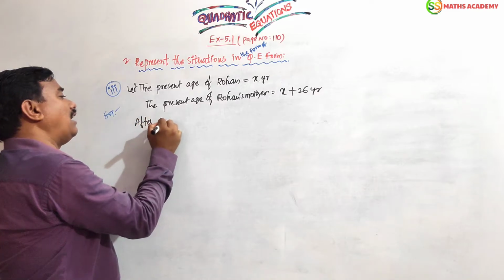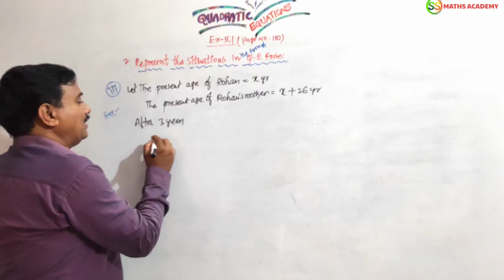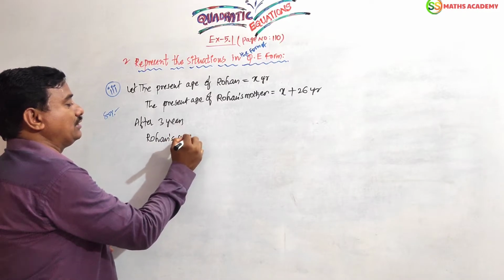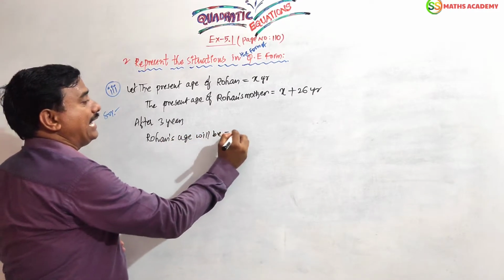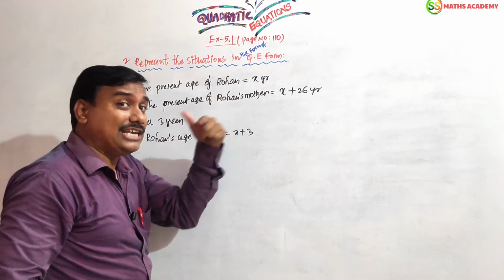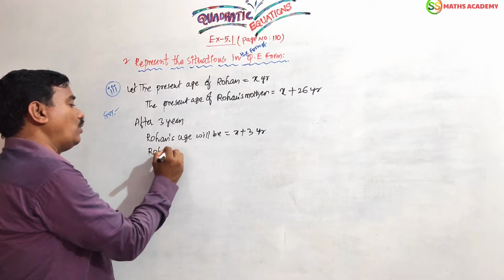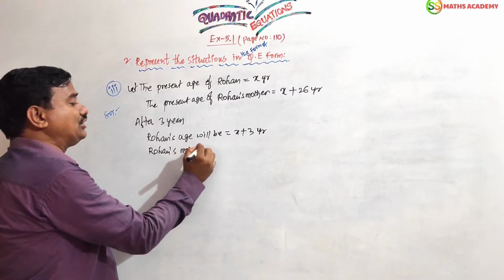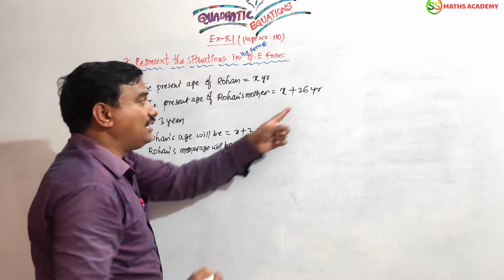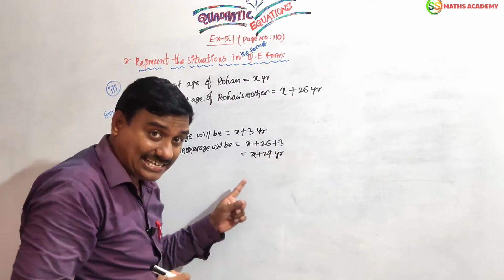After 3 years means after 3 years, not long back. After 3 years, Rohan's age will be x plus 3 years. 3 more years get added. Present age x, after 3 years x plus 3 years. Now after 3 years, Rohan's mother's age will be x plus 26 already there, plus 3 more years, nothing but x plus 29 years.